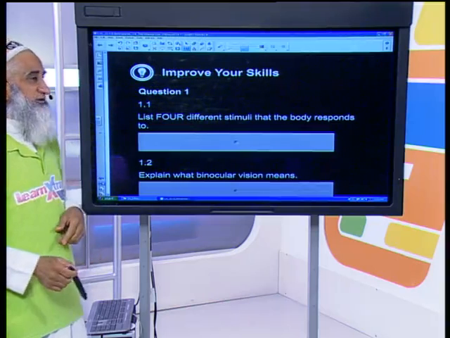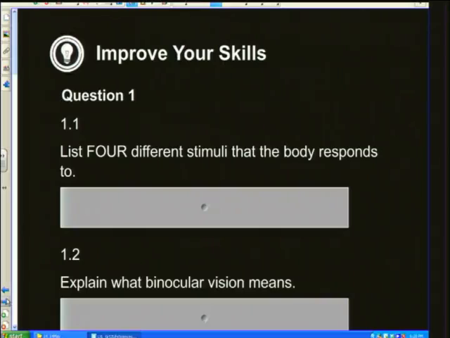All right. Can you list the 4 stimuli that the body can respond to? Stimulus from outside. Light. Pain. Come on. Sound. Sound, good. That's already 3. We'll give them a break, don't you think? Yes. Right. There we go.